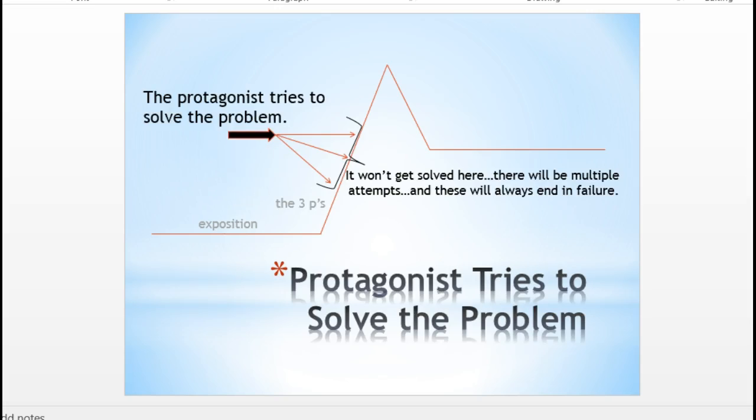On this part of the diagram, the protagonist is going to try to solve the problem, and he or she will not solve the problem in this part of the traditional plot structure. In fact, this will be rife with failure. So all of the attempts the protagonist tries to make here to solve the initial conflict or the main conflict will fail. Again, if you think about books you've read or stories or films you've seen, there's kind of a sweet spot here, and there's really no set formula for how many tries the protagonist should have.